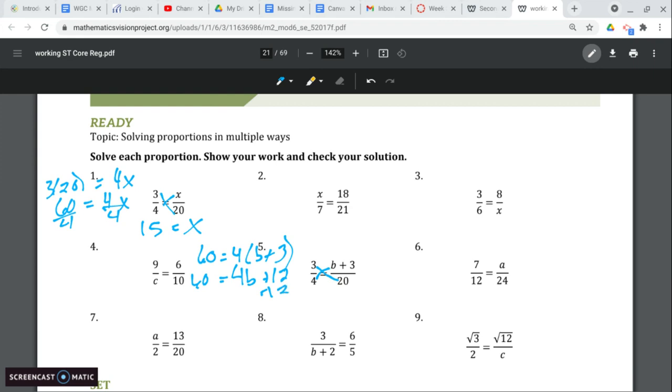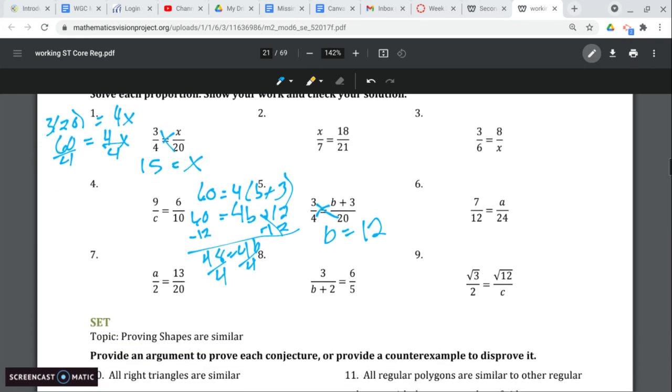So the first thing we want to do is subtract the 12 away. So 60 minus 12 is going to give us 48. So we have 48 equals 4b, divide by 4. So b equals 12. So that would be our solution. So be careful as you do these, but I think you guys shouldn't have much of an issue.